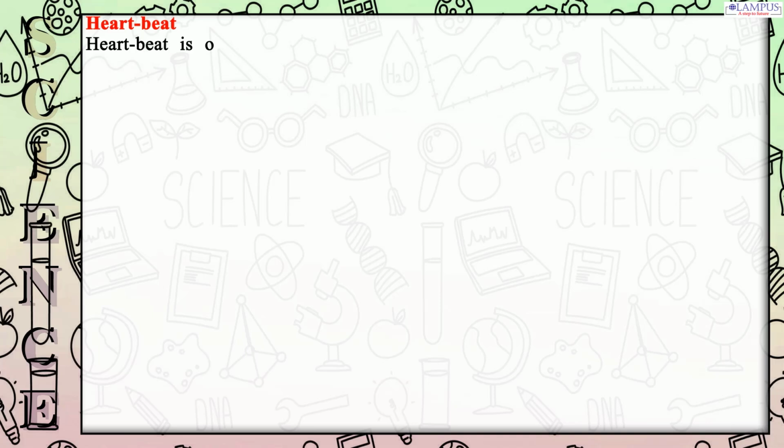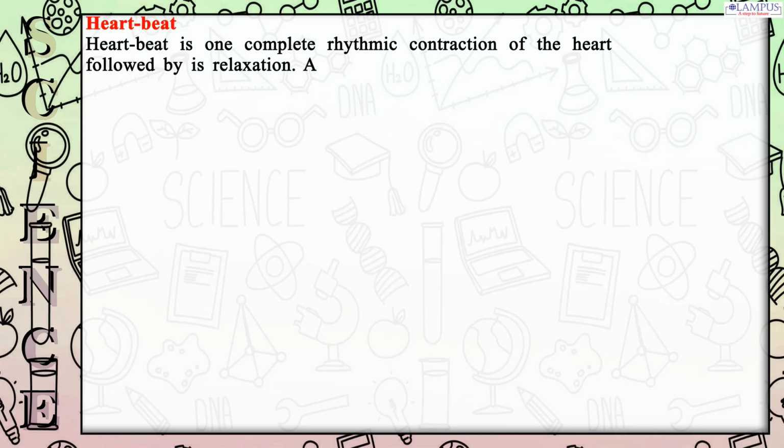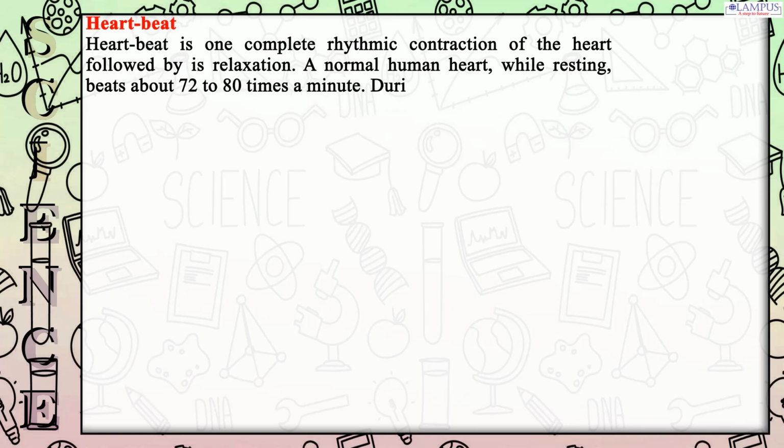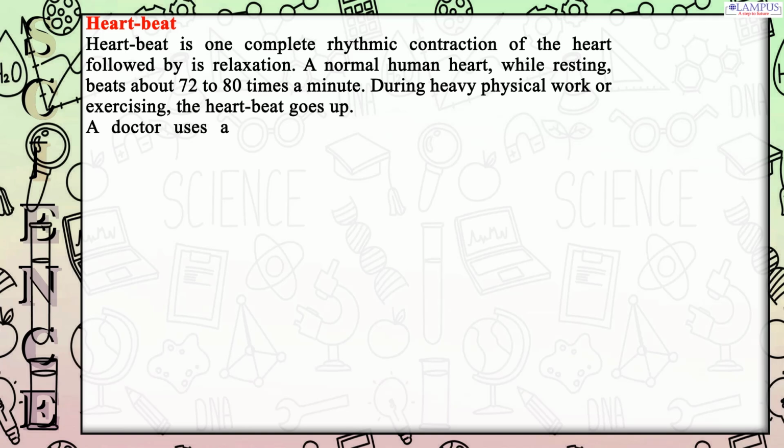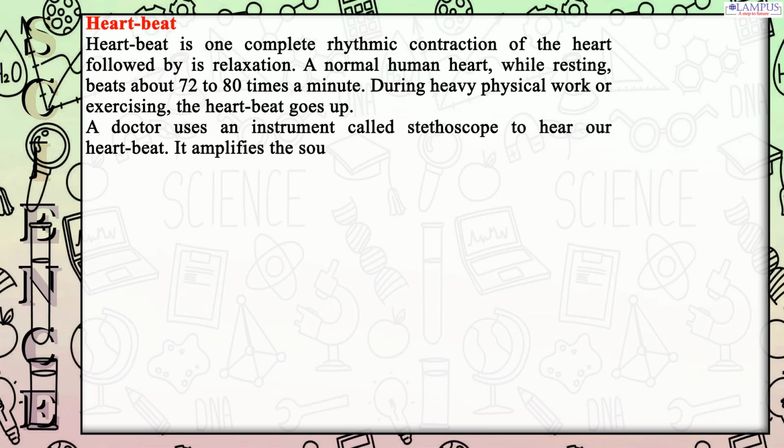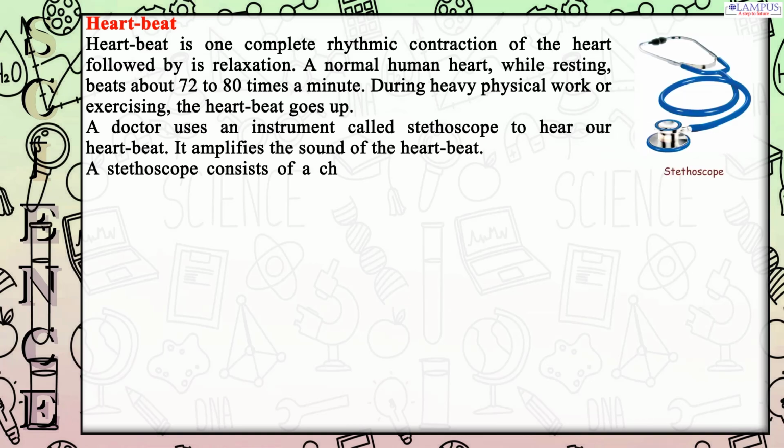Heartbeat. Heartbeat is one complete rhythmic contraction of the heart followed by its relaxation. A normal human heart, while resting, beats about 72 to 80 times a minute. During heavy physical work or exercising, the heartbeat goes up. A doctor uses an instrument called stethoscope to hear our heartbeat. It amplifies the sound of the heartbeat.